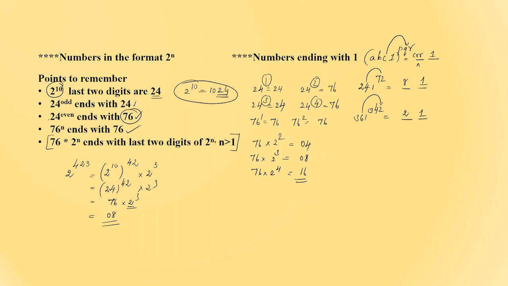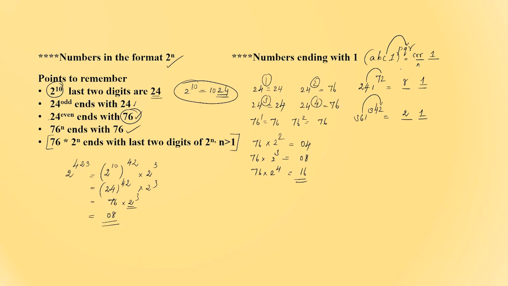The third case was in the format any number that ends with a 2, power n. For this, we have to remember that 2 to the power 10 always ends with 24. 24 has a cyclicity: 24 to the power odd always ends with 24, and 24 to the power even always ends with 76, and 76 to any power always ends with 76. So these were the three things that you have to remember.